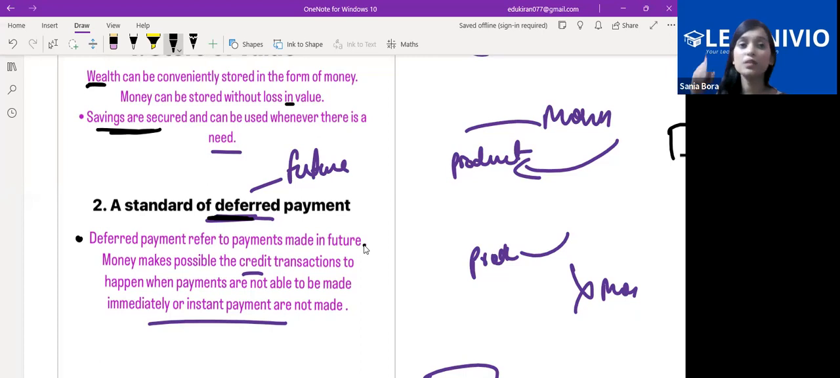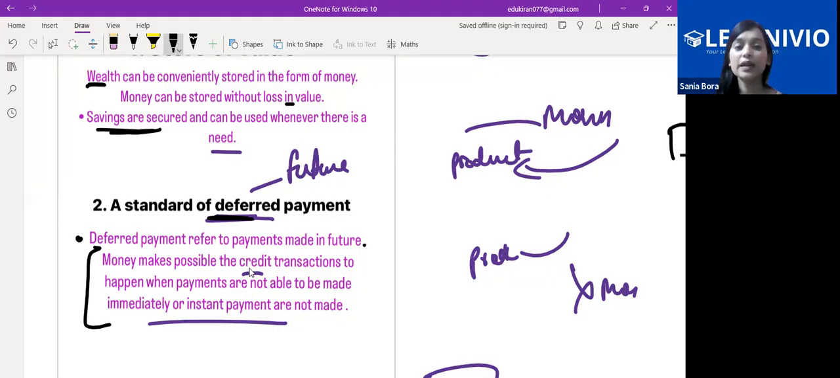See, earlier when there was a barter system, was it possible? Can I say it like this? I'll give you apples after 2 months. Not possible. They will be stale, won't be possible. But money makes the credit transaction possible when payments are not able to be made immediately. When you are unable to pay immediately or instant payments are not made, at that time, money makes it possible that you can pay it later on.